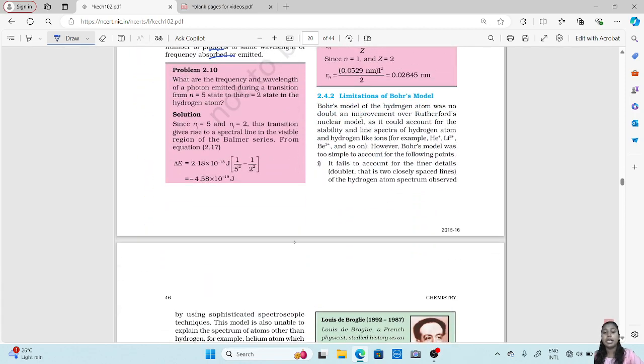Now, limitations of Bohr's model. Why was Bohr's model later not accepted? What are the limitations? Bohr's model of the hydrogen atom was no doubt an improvement over Rutherford's nuclear model, right? Bohr gave much more information compared to Rutherford's nuclear model, as it could account for the stability and line spectra of the hydrogen atom and hydrogen-like species or ions, right? So he explained much more than what Rutherford could explain.